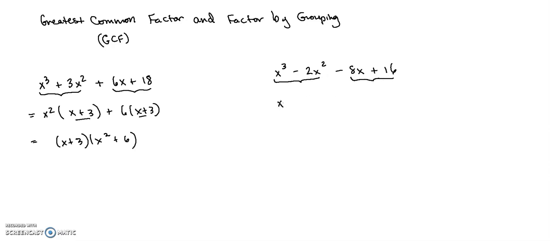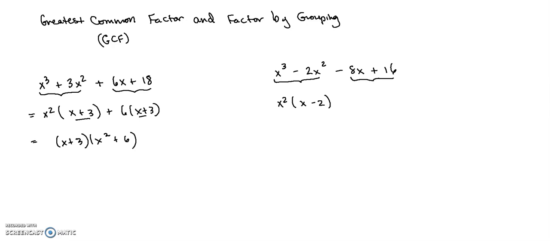So I can take an x squared out of the first one, and I'm left with x minus 2. And I can take an 8 out of the next one, but look at what happens if I just take out 8. I get negative x plus 2. Those don't match. But if I take a negative out, these signs will get reversed. So let's back up and try taking out a negative 8.